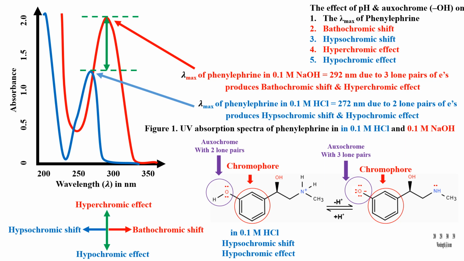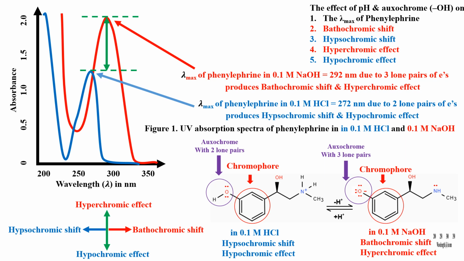So under acidic condition, that is in 0.1 molar HCl, the drug produces hypsochromic shift as well as hypochromic effect, and under basic condition in 0.1 molar sodium hydroxide, it exhibits bathochromic shift as well as hyperchromic effect. So it is just a matter of 1 lone pair of electron. You can see that 1 lone pair of electron makes a drastic difference in the absorption spectra.